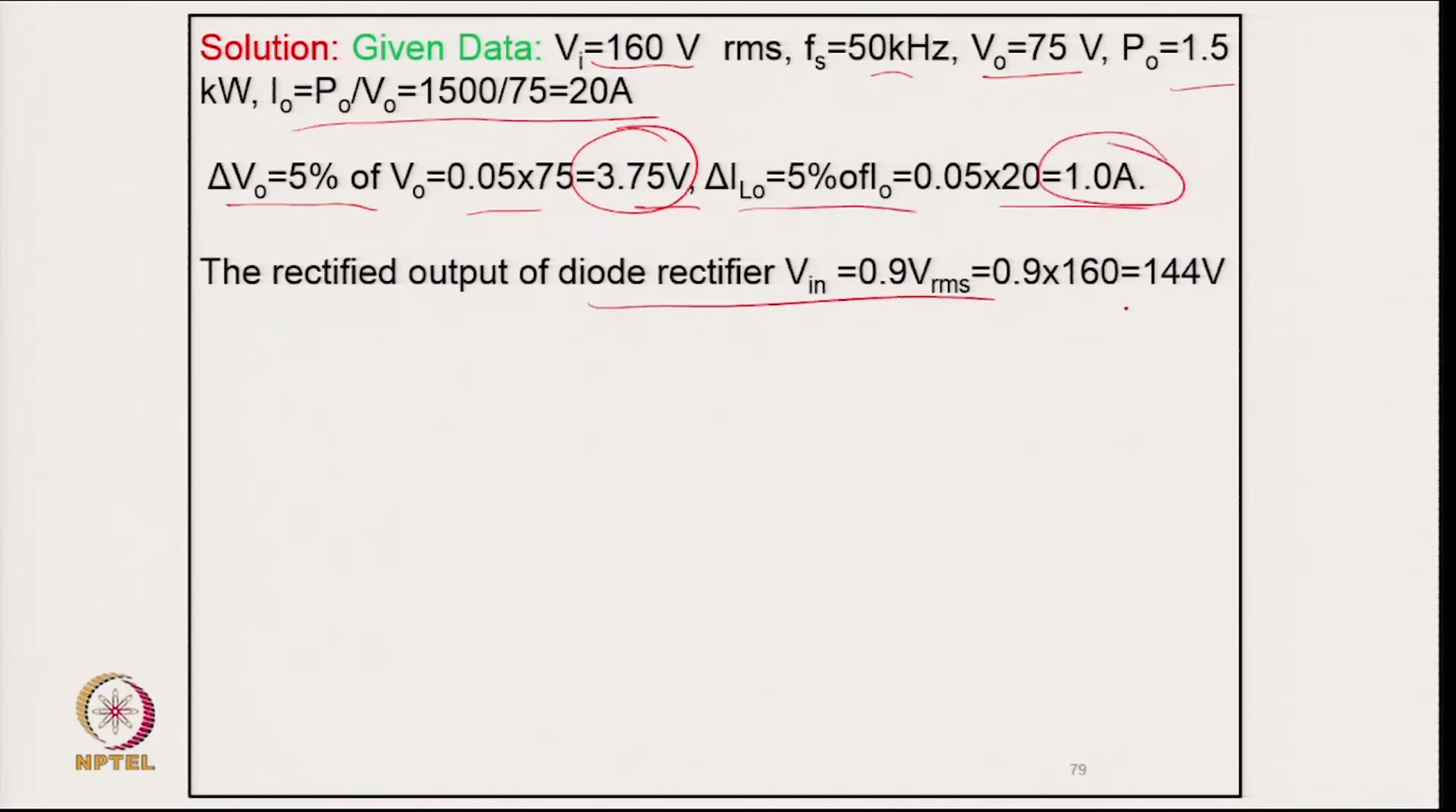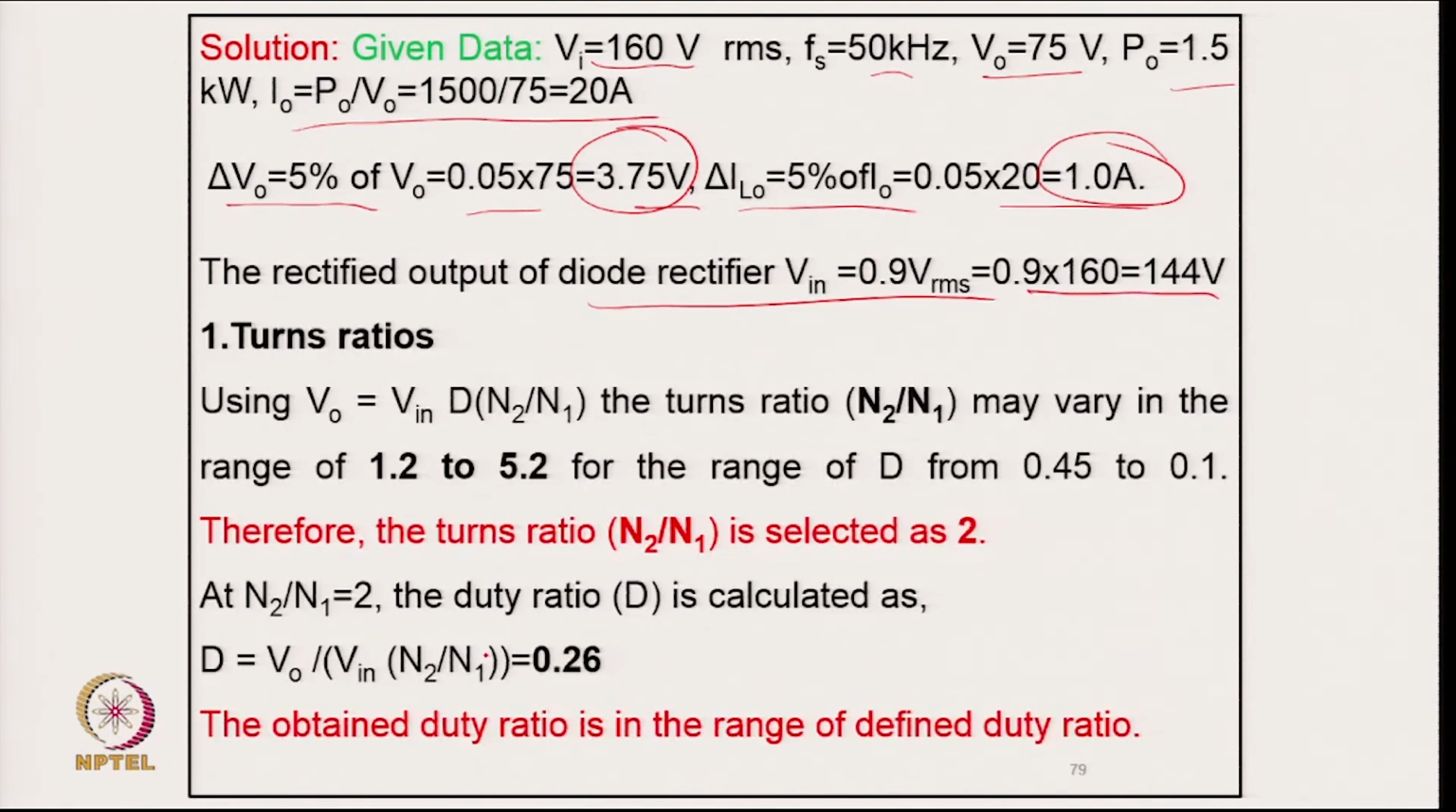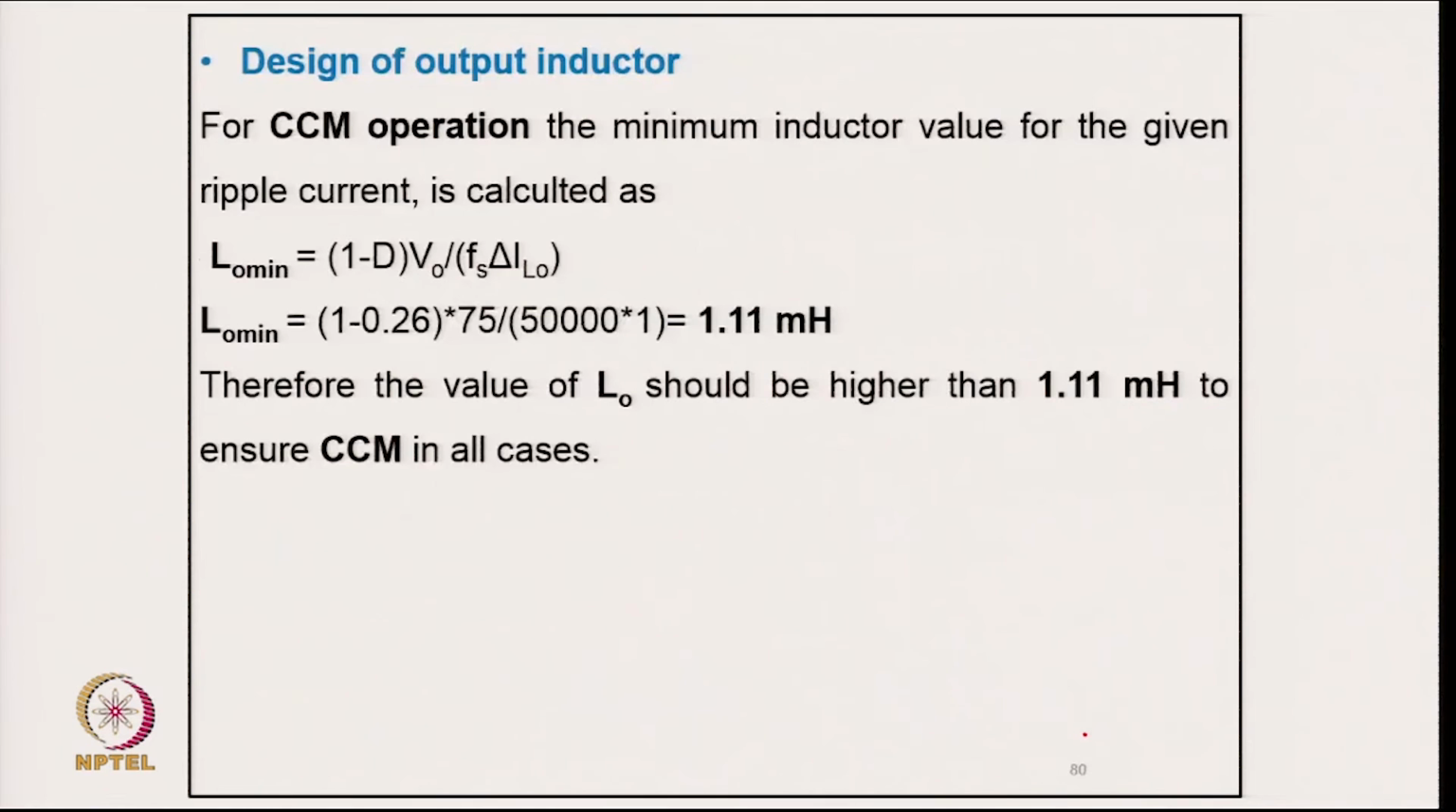So, the rectified output of the diode rectifier is 0.9 into 160, that is 144, and the turns ratio from this relation we can find out may vary within this range. So, we can find out typically for this duty cycle range we can select 2, and from this we can find out the duty cycle, typically of the order of 0.26, and obtain the duty ratio in the defined range.